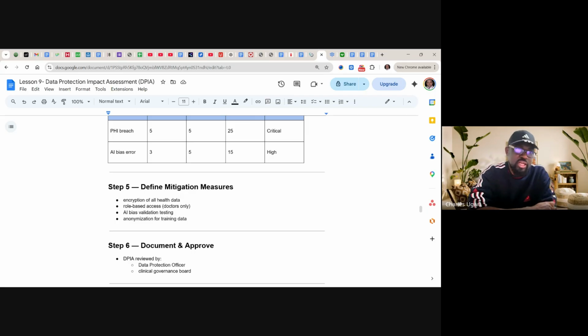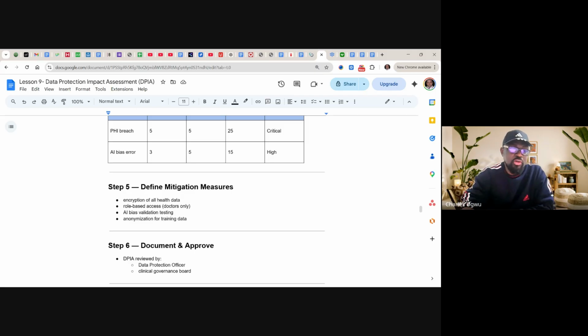Most of this AI that is not strong, if you stress test them, they break and they become biased. So you need to test AI to validate that they are not biased. And anonymization for training data. All the training data needs to be anonymized. That is a mitigating measure you carry out here.